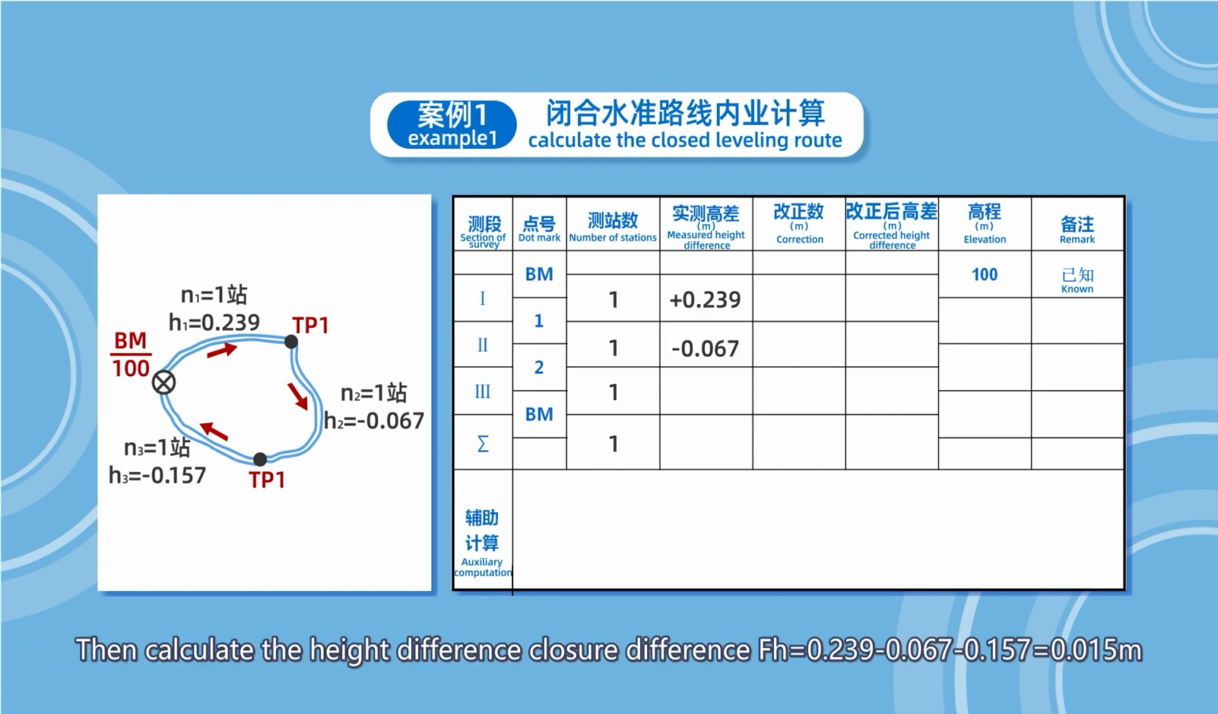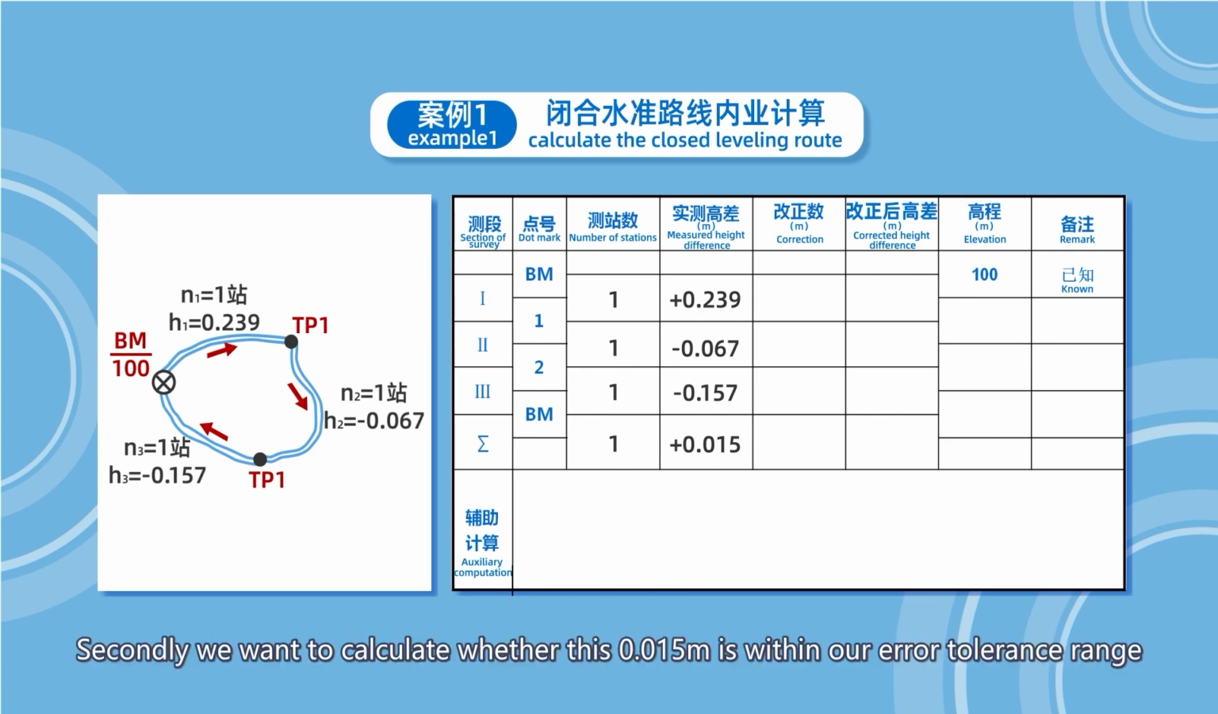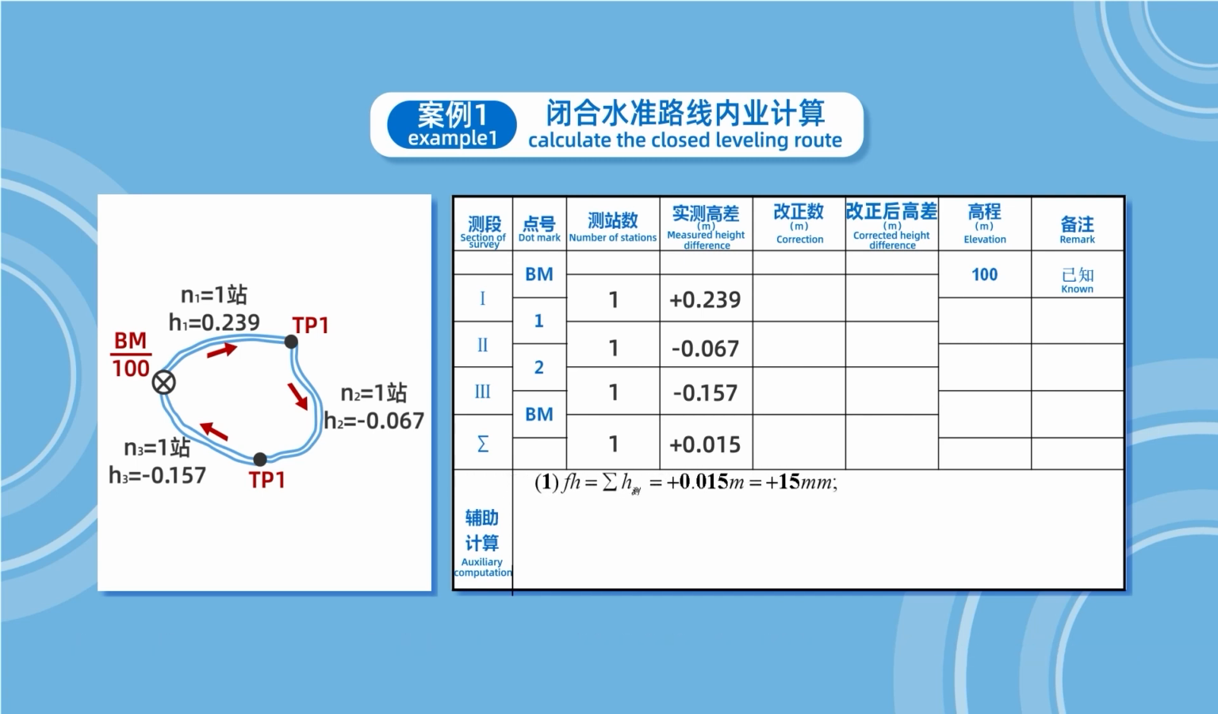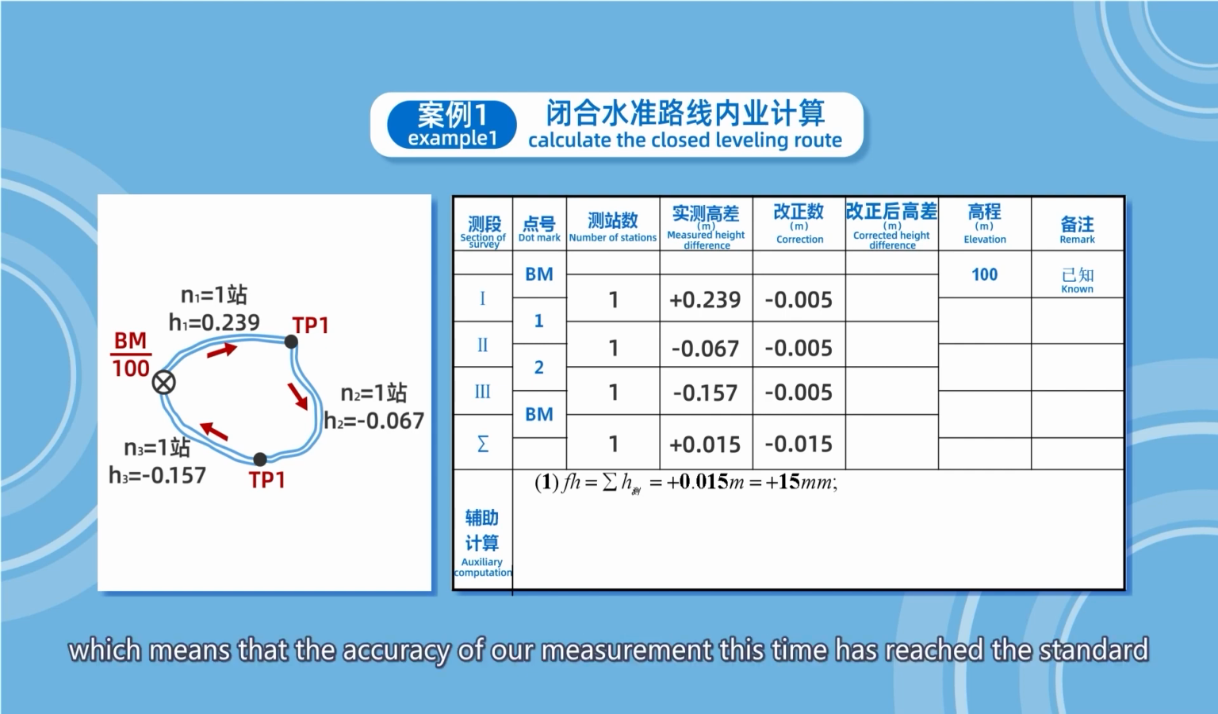fh equals 0.239 - 0.067 - 0.157 equals 0.015 m. Secondly, we want to calculate whether this 0.015 m is within our error tolerance range. The calculation formula is plus or minus 12 square root of 3, and the calculated value is plus or minus 21 mm, which means that the accuracy of our measurement this time has reached the standard.